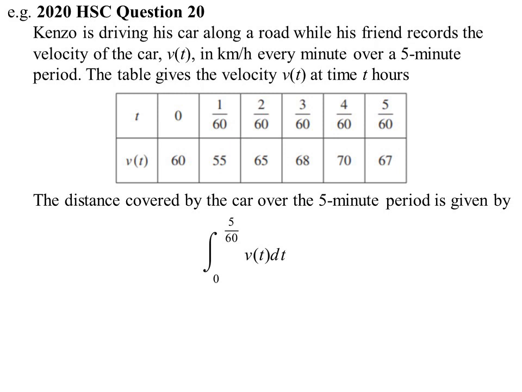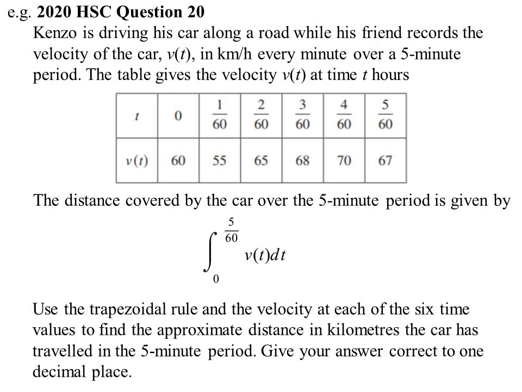They've then told us that, hey, if we could work it out, the distance would be this particular integral. So you integrated the velocity going from 0 to 5 on 60, if we could work it out. Now, clearly we can't work that out. We don't have an equation for velocity. They had said, well, use the trapezoidal rule and those velocities to work it out. So in other words, we're approximating this integral with the trapezoidal rule.